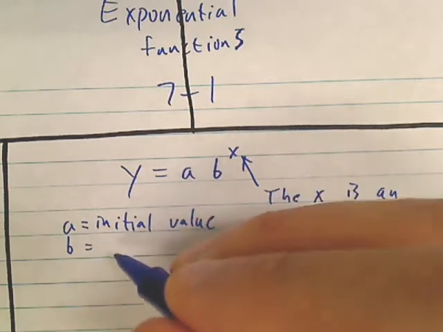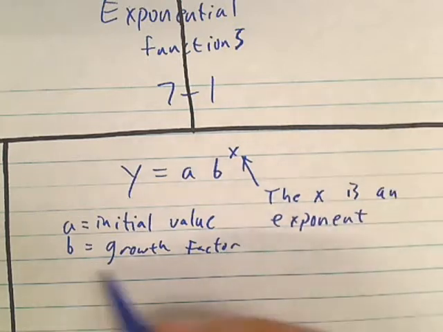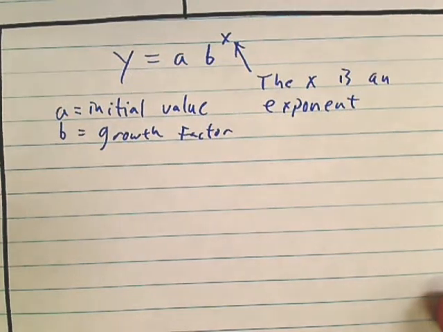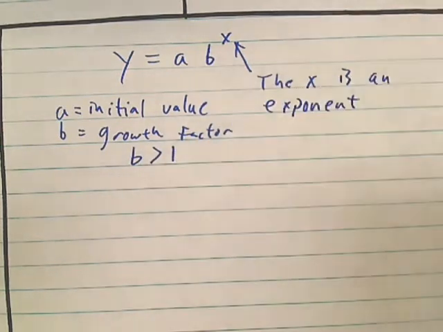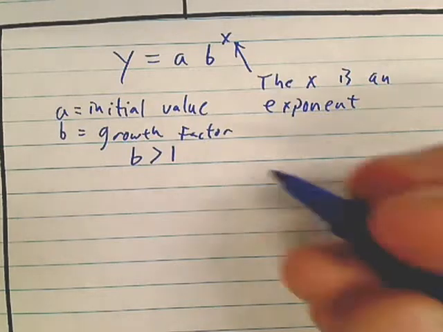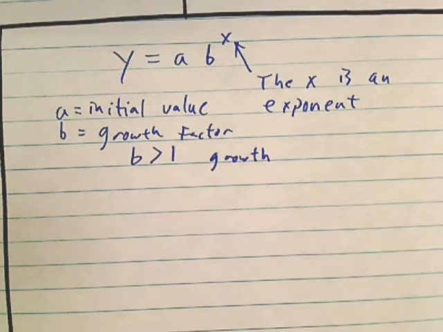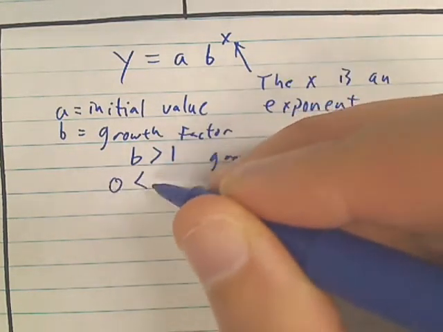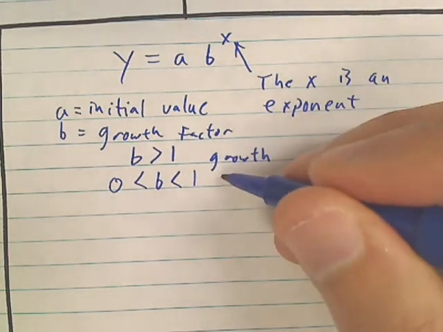And b is the growth factor, or the decay factor, depending on what the value of b is. But in general, we call it the growth factor because decay is just inverse growth. So if b is greater than 1, which it was in the little thing I showed you at the beginning of class, it is growth, and the graph we had at the beginning was going up. If b is less than 1 but greater than 0, so if b is between 0 and 1, we have decay.